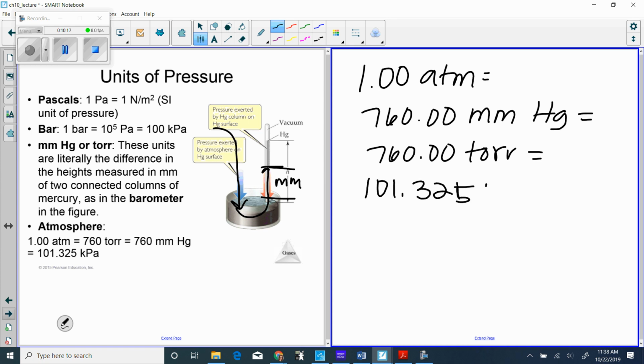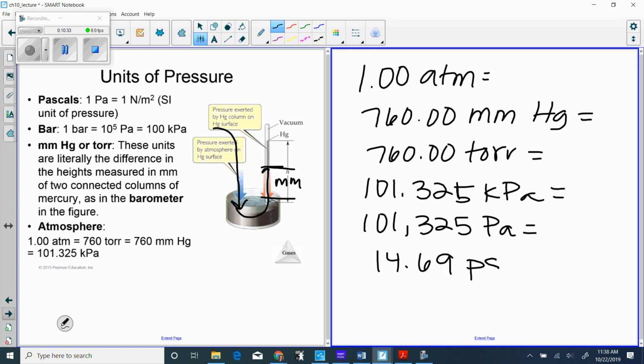101.325 kilopascals. Pascal was another guy who did some things, so he decided to name a unit of pressure after himself. That's equal to 101,325 pascals. And us in the United States, we use PSI, pounds per square inch. We're crazy, because we're different.